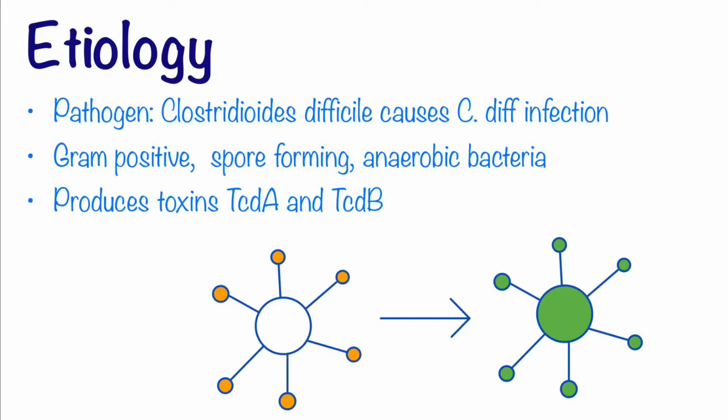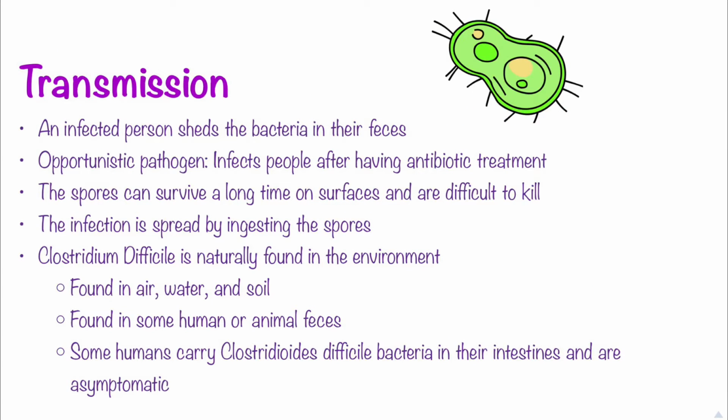A C. diff infection is caused by Clostridioides difficile. This is a gram-positive, spore-forming anaerobic bacteria. It produces two toxins, TcdA and TcdB. An infected person sheds the bacteria in their feces. It's an opportunistic pathogen, so it infects people after having an antibiotic treatment.